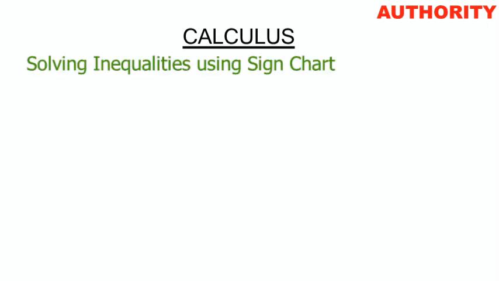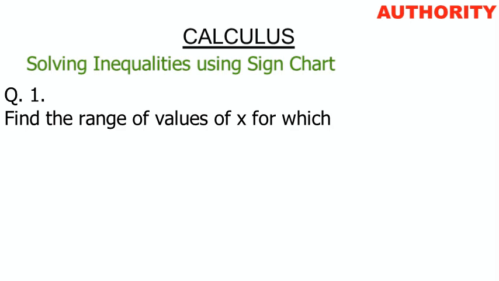Alright, you are welcome again. Let's see. We are still in calculus, that is solving inequalities using sign charts. Now let's see what we can do again. This one says find the range of values of x for which x squared minus 2x is less than or equal to 16 plus 4x. Okay, pay attention and let's solve together.